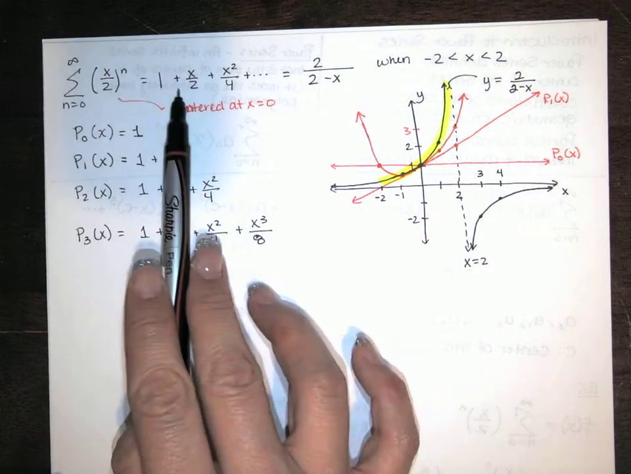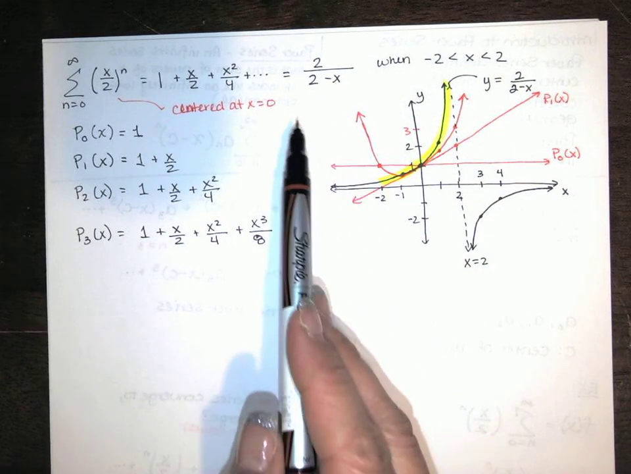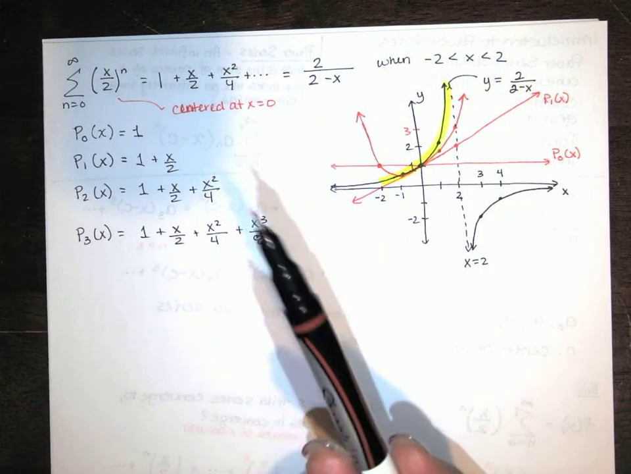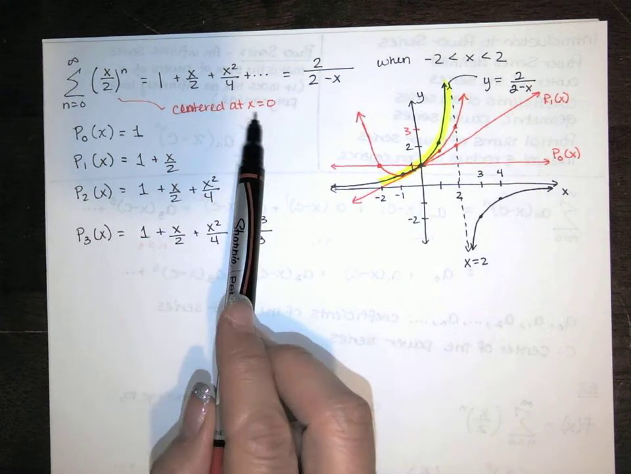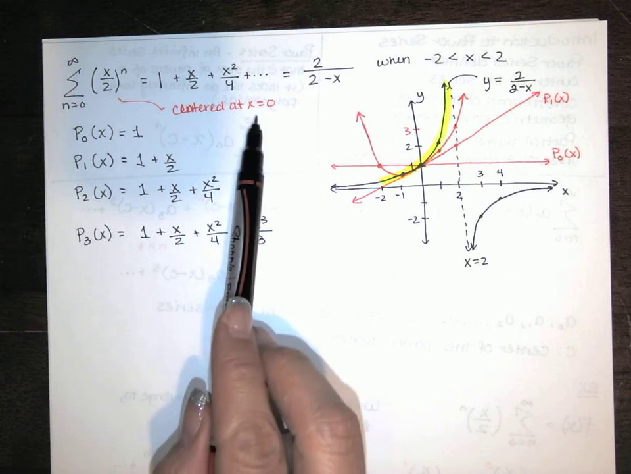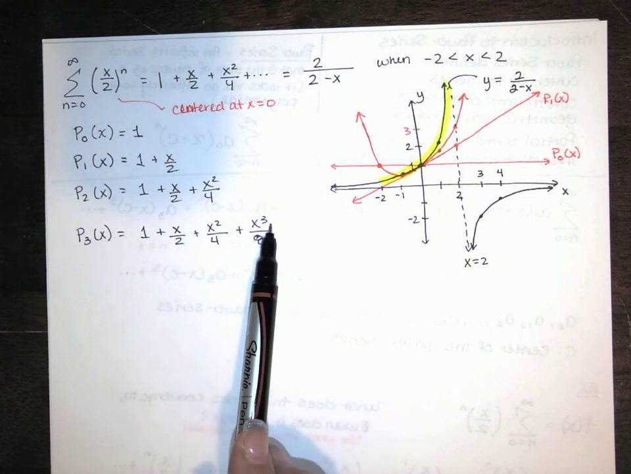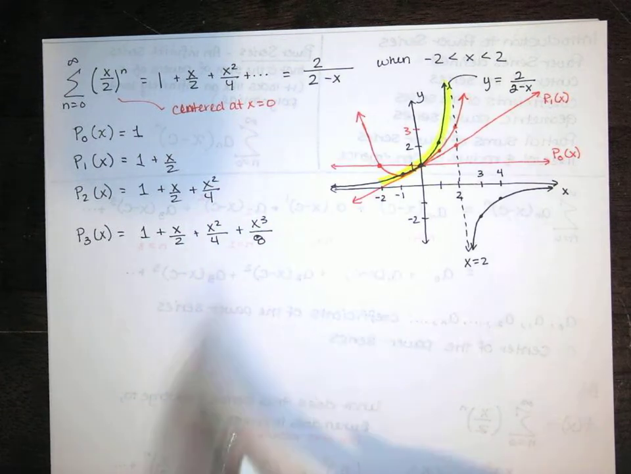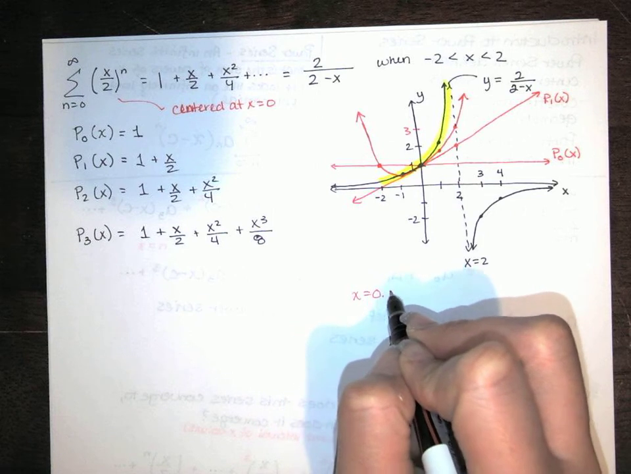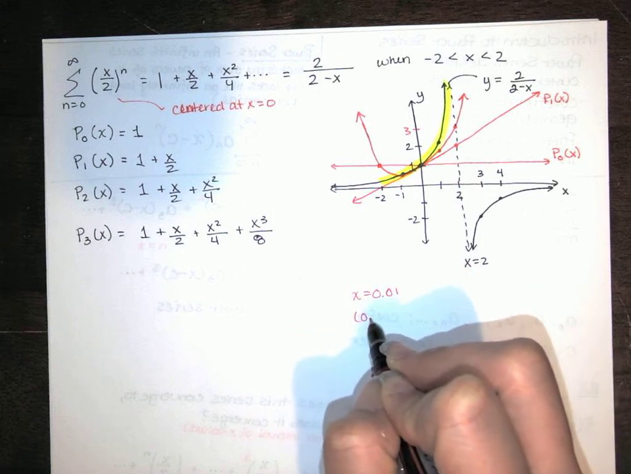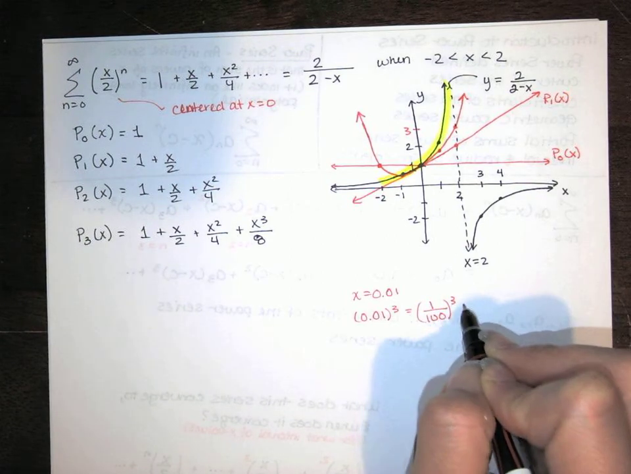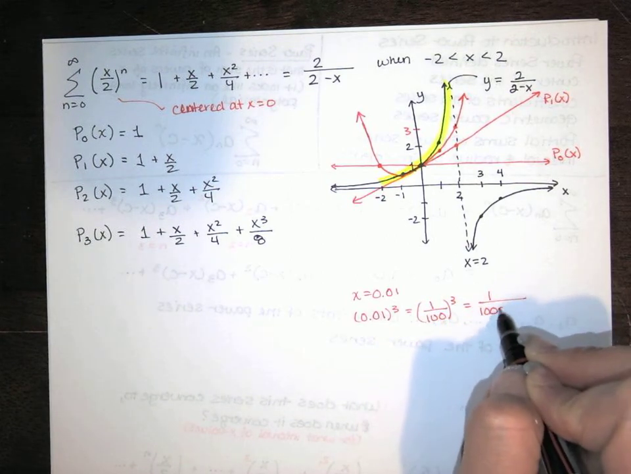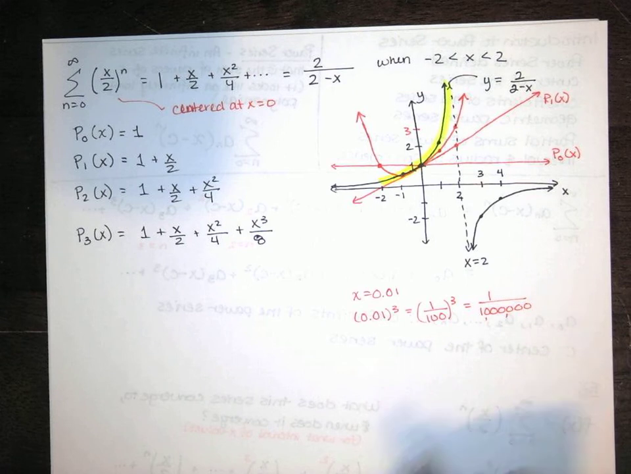So these partial sums of the series can be thought of as approximations to this function over here. Now they're good approximations as long as we stay close to the center of the series, because if we're close to 0, 0 cubed is small. Think about if x equals 0.01. If I take 0.01 and cube it, that's 1 over 100 cubed. How many zeros is that? 1, 2, 3, 4, 5, 6. That's a lot of zeros. That's 1 over a million.